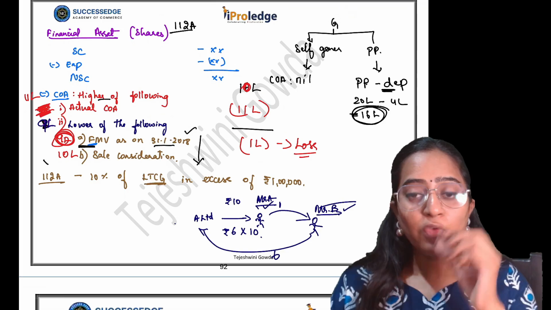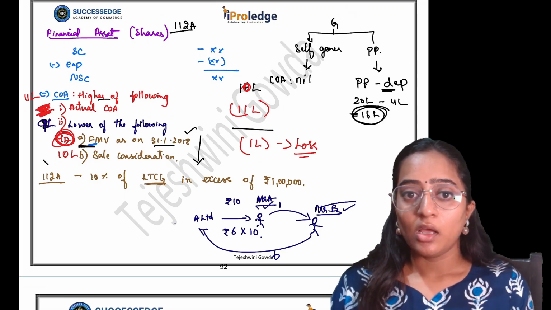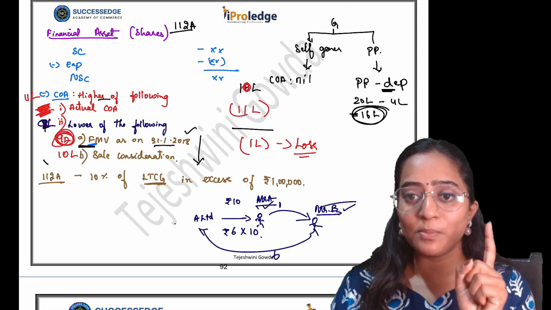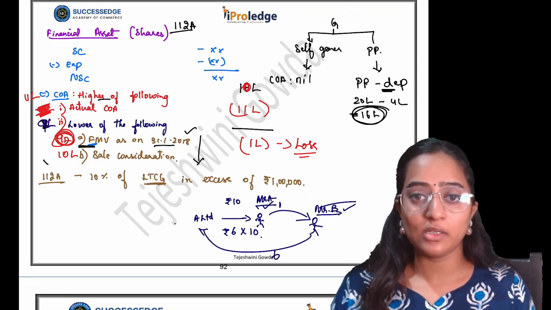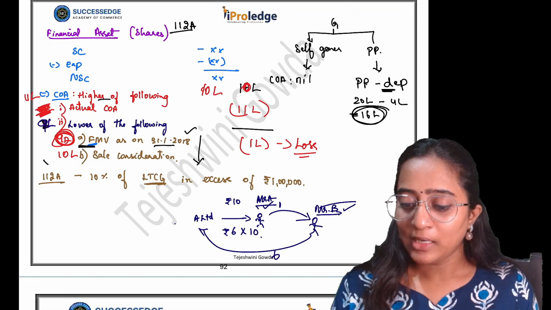Remember, if your actual cost of acquisition is higher than the sale consideration, not FMV greater than sale consideration, actual cost of acquisition being more than sale consideration, this is the only situation that is going to result in loss. See here, your actual sale consideration is 10 lakh.